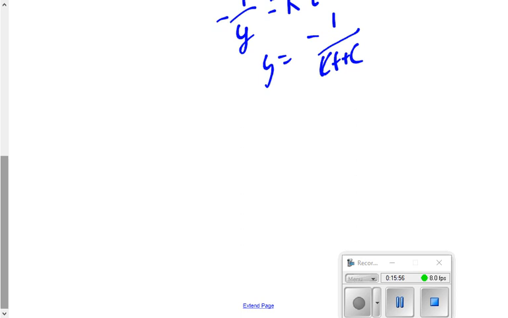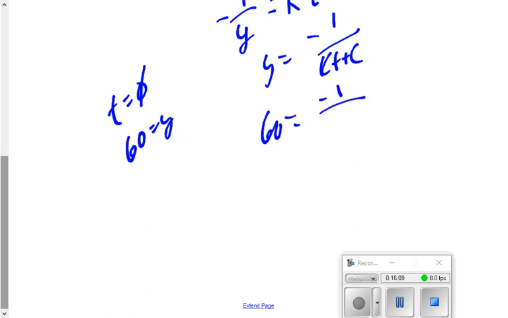So now, when t is 0, in our word problem, I have 60 grams, so y equals 60. So y is 60, t is 0, so this whole kt thing is 0. So I get 60 equals negative 1 over c. So when I move those around, I get c equals negative 1 over 60.